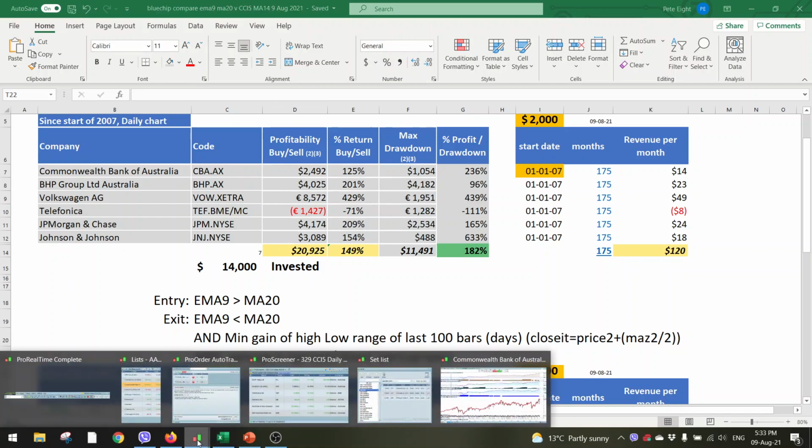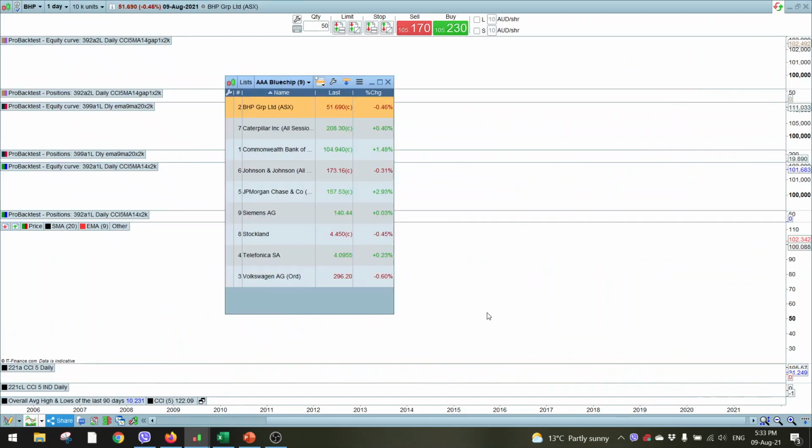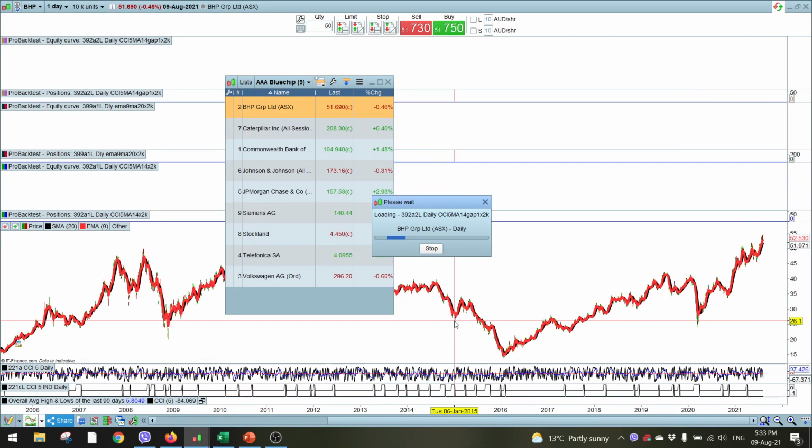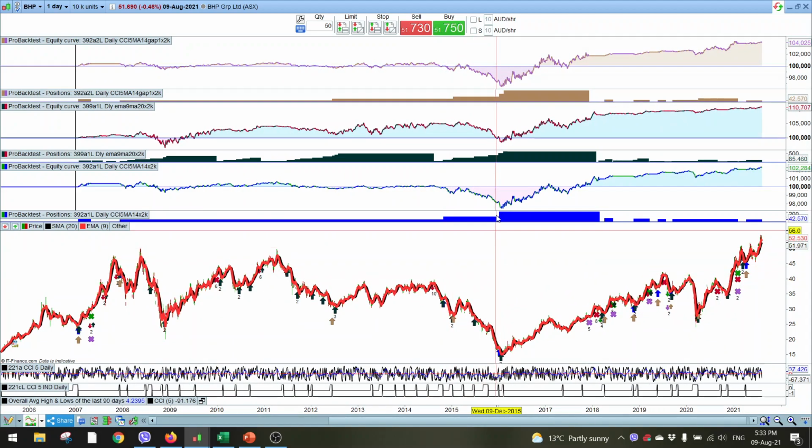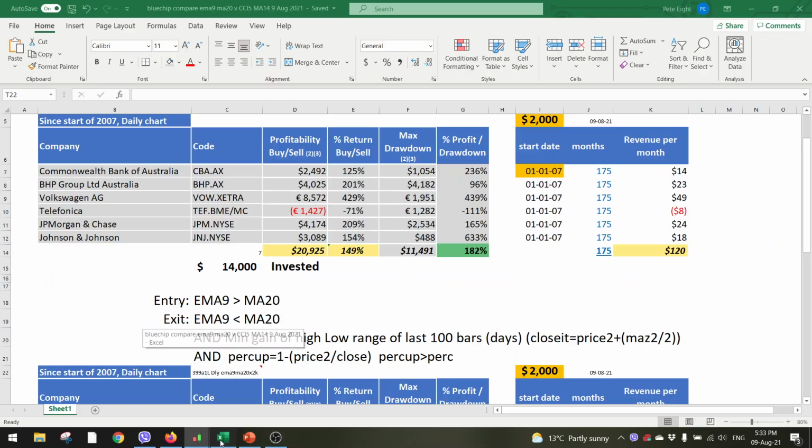So let's look very briefly at BHP. What I'll show you in these charts here, the profitability charts, you can see here it's averaged down 3 times during that period. It opened up back here in 2008, kept it for a number of years, averaged down again, and a third time. And this is where it requires a multiple, 2 times the last 100-day high-low average. And that's what that criteria requires.